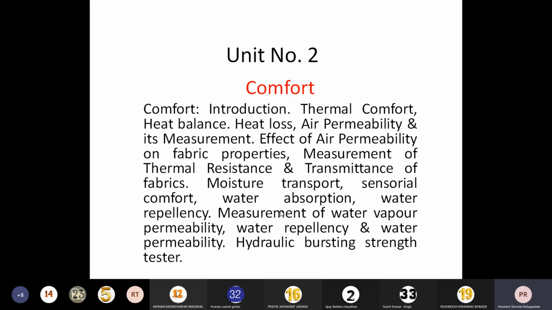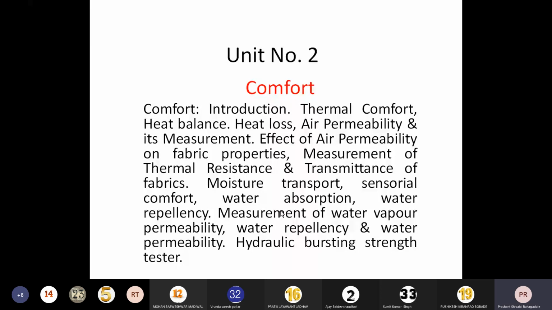So air permeability is also important. So we have to measure it. Air permeability क्या है, कैसे measure करना है, that also we have to discuss. Then what is the effect of air permeability on fabric property? Just as I told you, respiration अच्छा होगा तो comfort से related ही ये term है. Means air permeability is no doubt related to comfort.